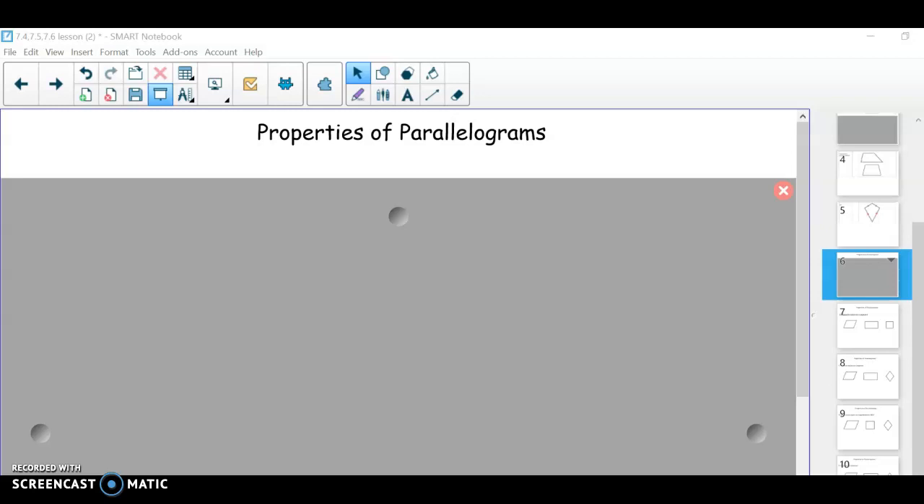Anyways, today I'm just going to review the properties of parallelograms with you, because it will be very helpful today or tomorrow, whenever you have your regular geometry class, when we're learning about rectangles, rhombuses, and squares. I know it's been a while since we've looked at this stuff, so we're going to go over the notes here.